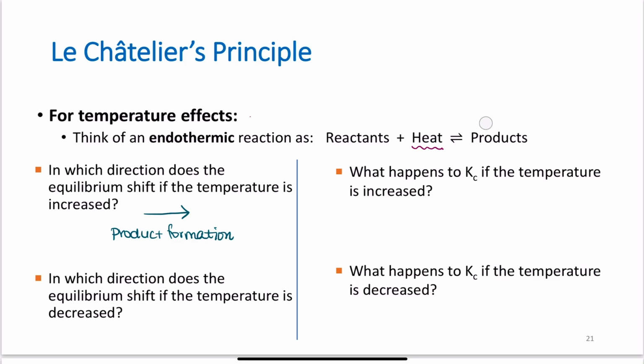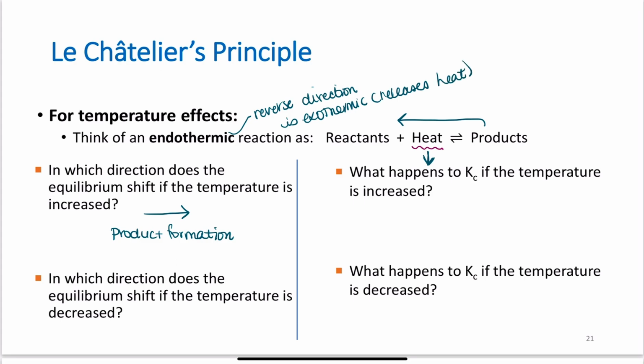Which direction does the equilibrium shift if the temperature is decreased? I've removed the heat. Now I don't have enough heat to sustain the equilibrium that's currently existing. What's going to happen is the products are going to react to make more reactant and more heat. Because again, in the forward direction, it's an endothermic process. But that means the reverse direction is exothermic, meaning it releases heat. So the reverse direction will release that heat back at us. So this will shift to the left, or as we say, reactant formation.